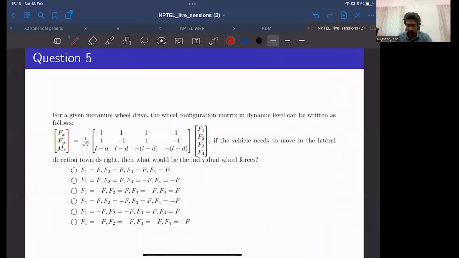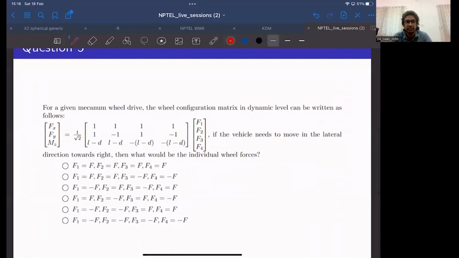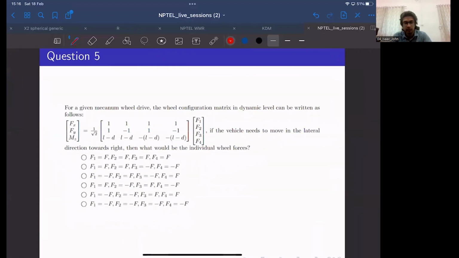Question 5. So the configuration changes. It says for a mecanum wheel drive, the wheel configuration matrix at the dynamic level can be written as so. If the vehicle needs to move in a lateral direction towards the right, then what would be the individual wheel forces?